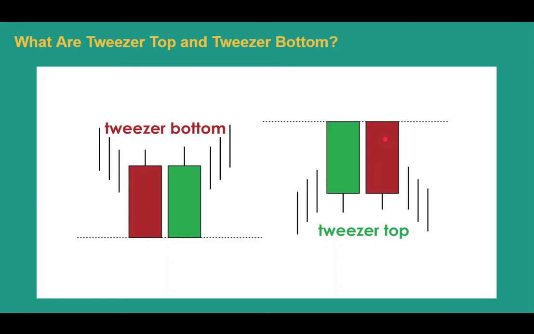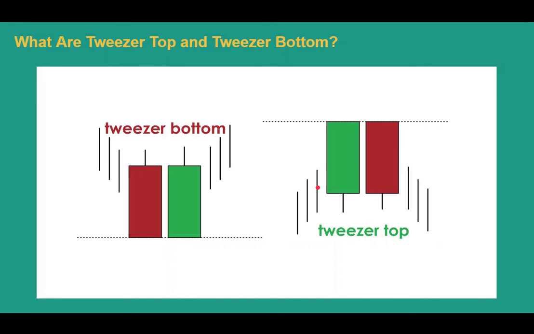Ideally, the tweezer pattern should develop with the first session incorporating a long real body. In a declining market, this would probably be a long red candle, and in a rising market, it would finalize as a long green candlestick, as you can see here. The second session is interesting because it has many variations. It's best, but not absolutely necessary, when this session forms with a small real body.